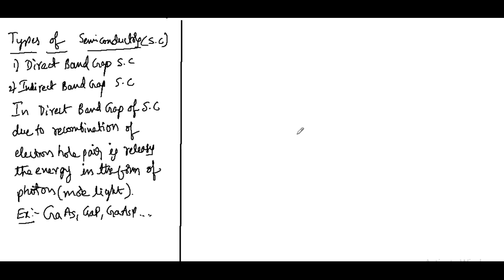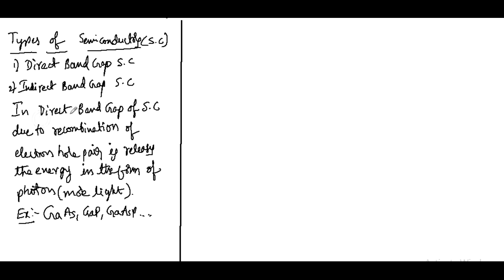Welcome back. In this video, I will explain the basic types of semiconductors according to the energy band gap. According to the types of energy band gap, semiconductors are classified into two types: direct band gap semiconductors and indirect band gap semiconductors. So, direct band gap semiconductors.